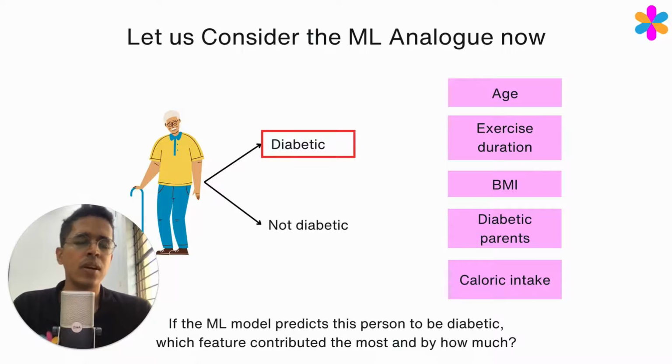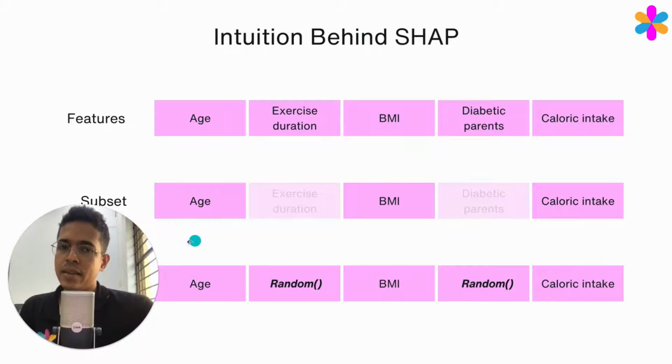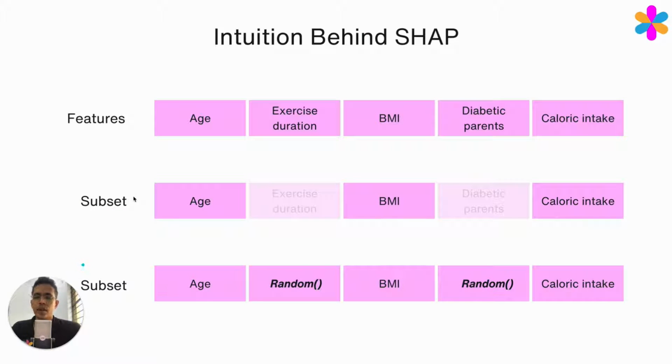So similarly here, what is really valuable is to know what features of this person are causing the prediction to be in a certain way. So the intuition behind SHAP is that when we look at the features, in this case we have 5 features, we can define something called feature subsets. A feature subset example here is looking at only age, BMI, and caloric intake at one time. We won't be considering exercise duration and diabetic parents.